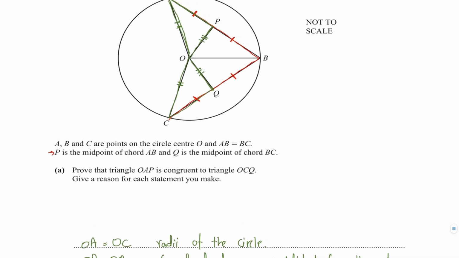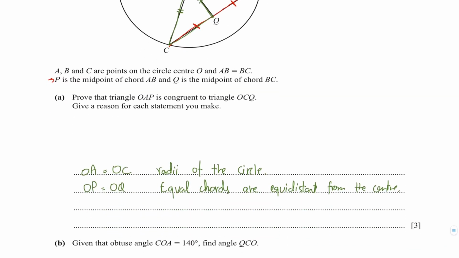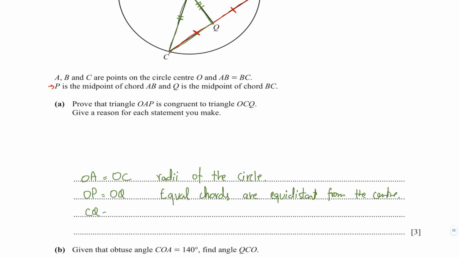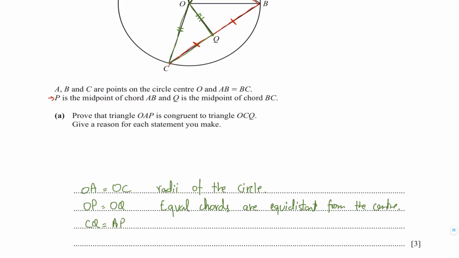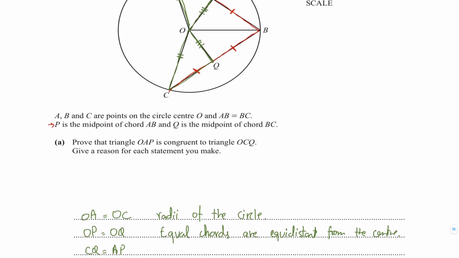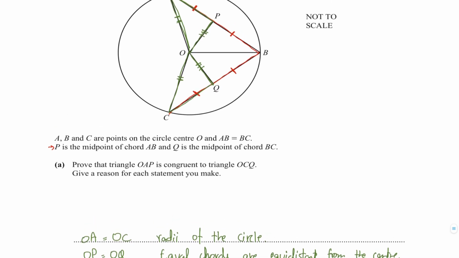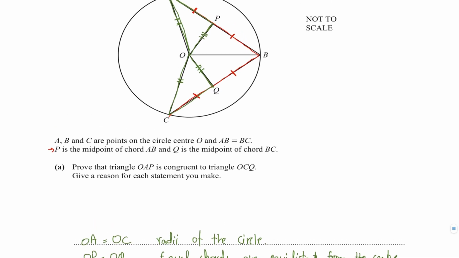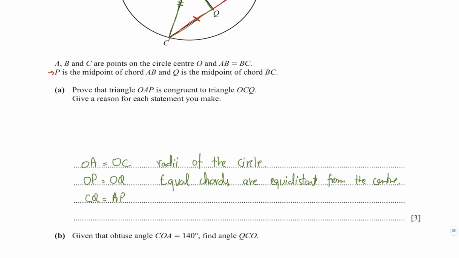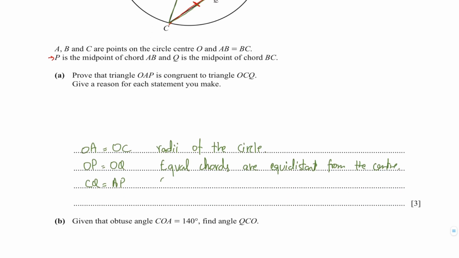And then finally we have to write that CQ is equal to AP, and the reason for that is it's given in the question. We're told that AB is equal to BC, and P and Q are midpoints respectively, so of course AP is also going to be equal to CQ. So we'll just write given.